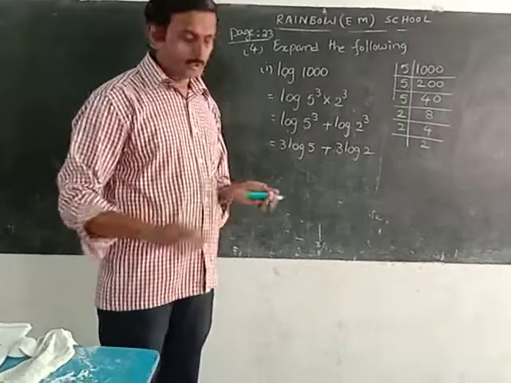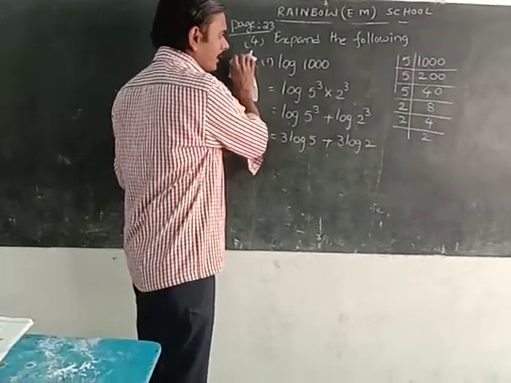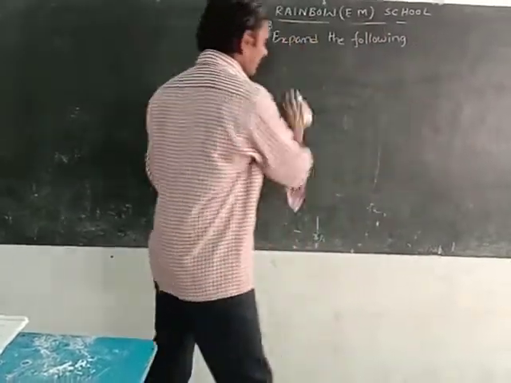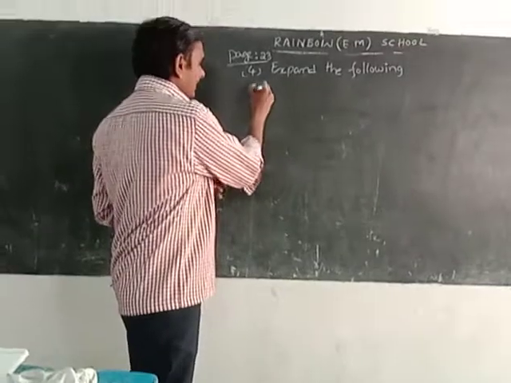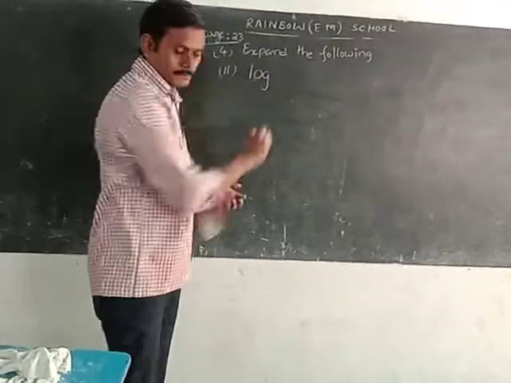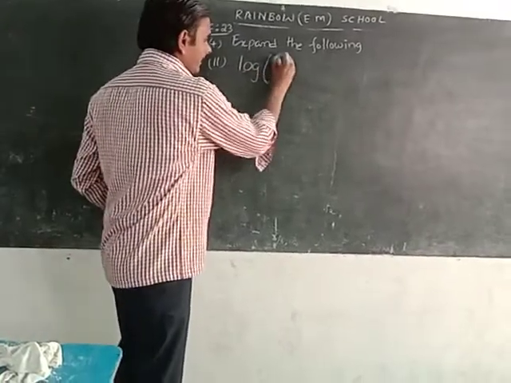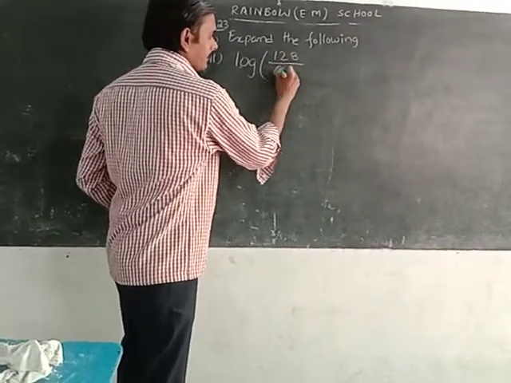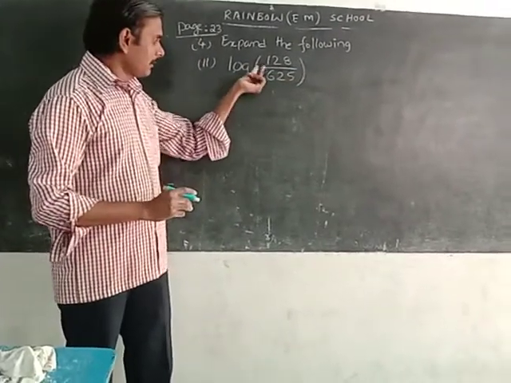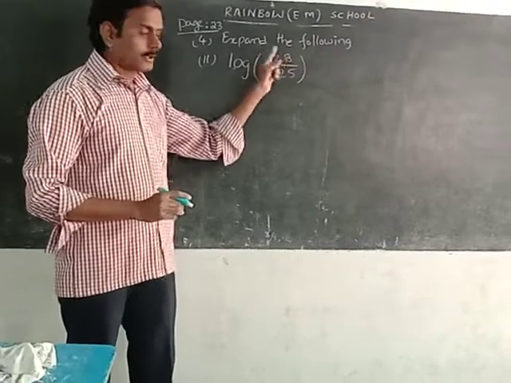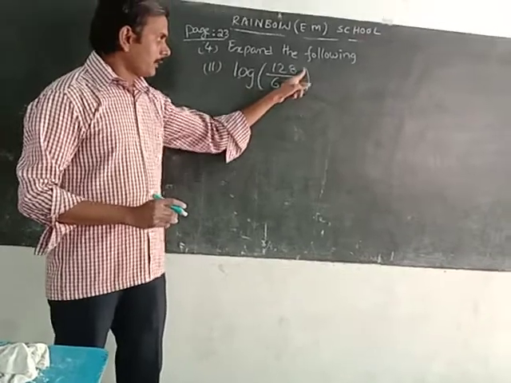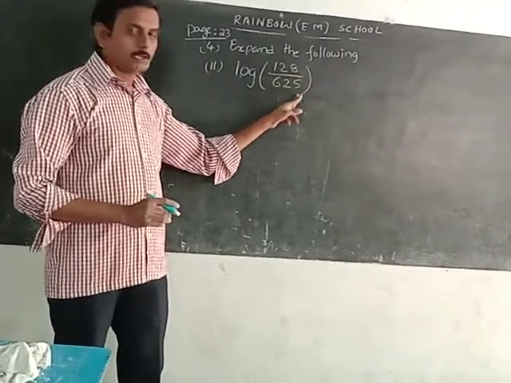One more model we will discuss. Same question: expand the following. Here, in the fourth Roman, the second question is log of 128 by 625. See here, in the number place we have a fraction, 128 over 625. We have to write the factorization for 128 and 625.